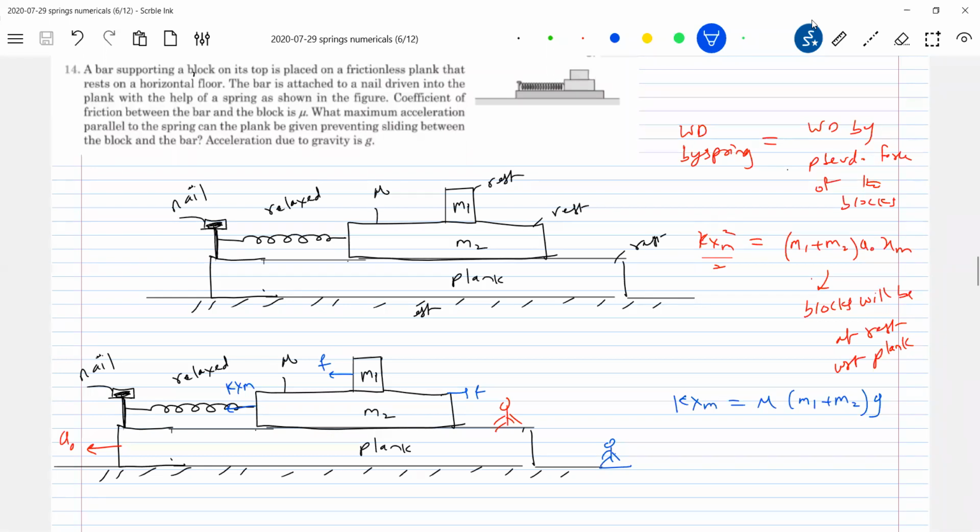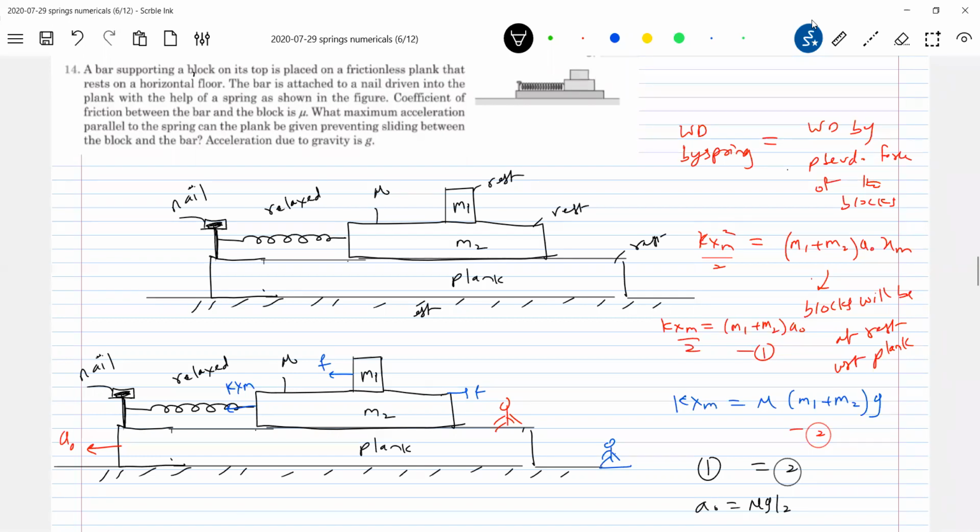So here I think one more equation will come. Kxm by 2 equal to (m1 plus m2) a naught. So this is equation 1, this is equation 2. Equating 1 and 2, how much will we get? a naught equal to mu g by 2. If the acceleration of the plank is less than mu g by 2, no slipping will occur. If it is greater than mu g by 2, slipping will take place. I think the frame of reference is very important.